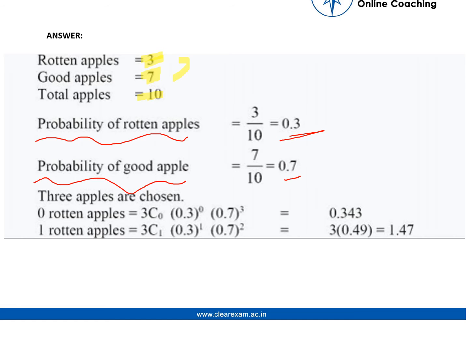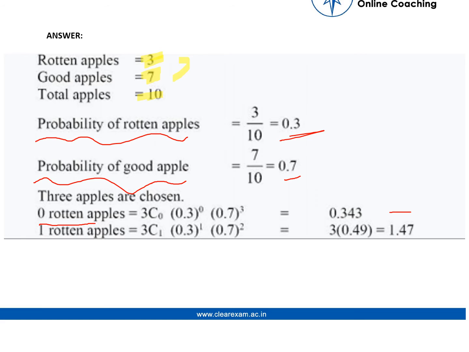Now, three apples are chosen at random. For zero rotten apples, we have 3C0. The probability of rotten apples would be 0, and the probability of good apples would be 0.7 to the power 3. And hence we have calculated this.